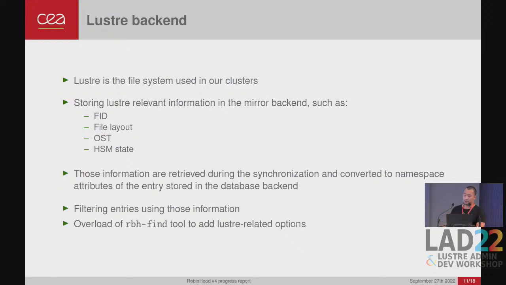All this information is retrieved during the synchronization between the Lustre backend and the Mongo backend, and it is converted to namespace attributes, aka the custom extended attributes I talked about earlier, or the entries stored in the Mongo database backend. And then the need was to filter all those entries using this information. And the reason we needed to overload RBH find into an RBH Lustre find is because we didn't want to have options dedicated to a backend in our generic tool.